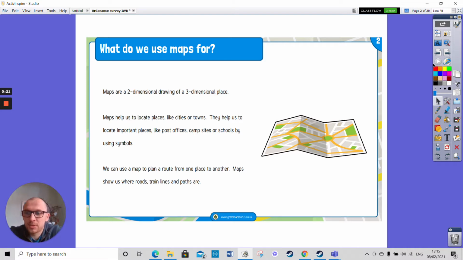So maps are two-dimensional drawings of a three-dimensional place, so of any place. They help locate cities, towns, places. They help us to locate other important places. There are symbols for things like post offices, campsites, or schools. You can also use a map to plan a route from one place to another. And maps also show the path lines, train lines, and roads.